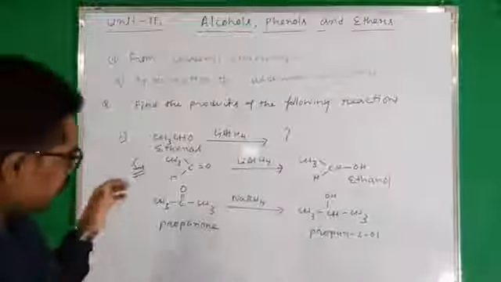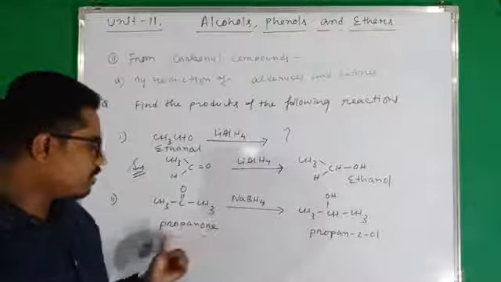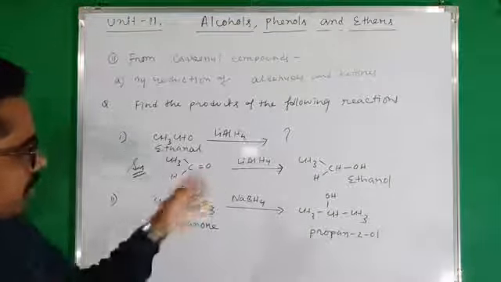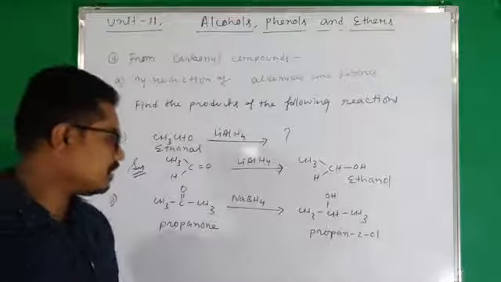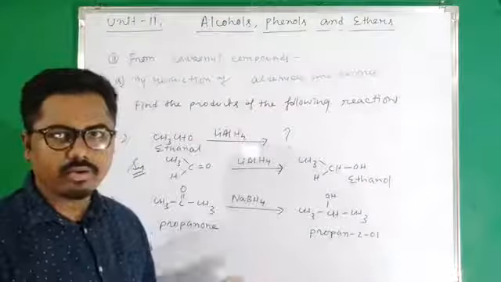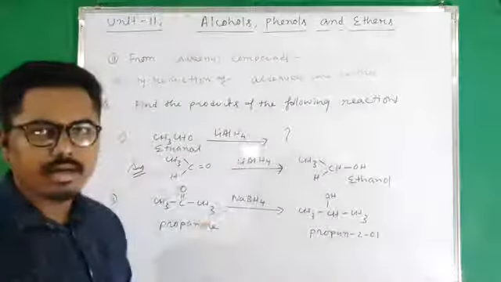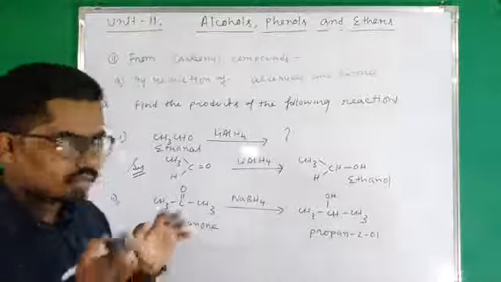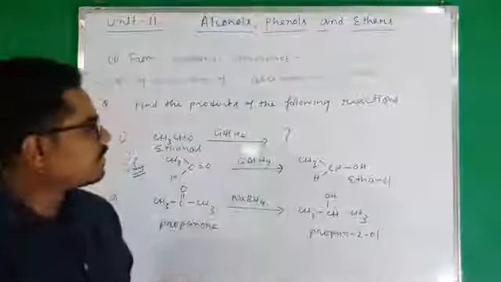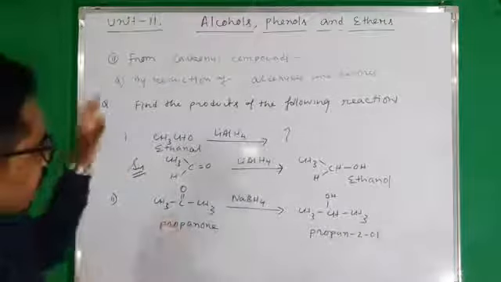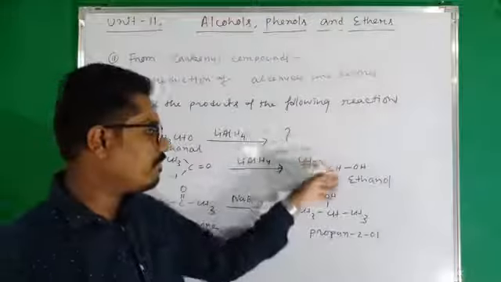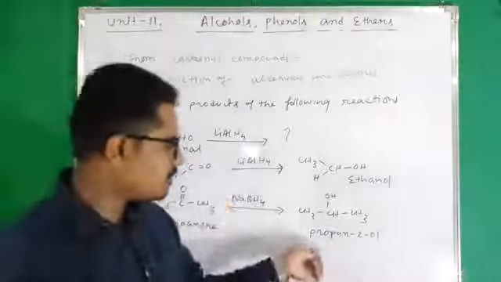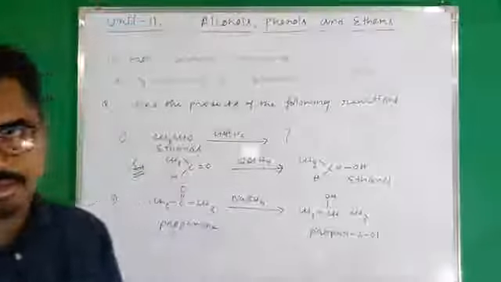Again we are converting propanone into propan-2-ol by reducing it using the reducing agent sodium borohydride, or you can use lithium aluminium hydride, hydrogen in presence of nickel, whatever reducing agent you want to use, you can use. So we have seen that when aldehydes are reduced, they will give primary alcohols, and when ketones are reduced, then they will give us secondary alcohols.